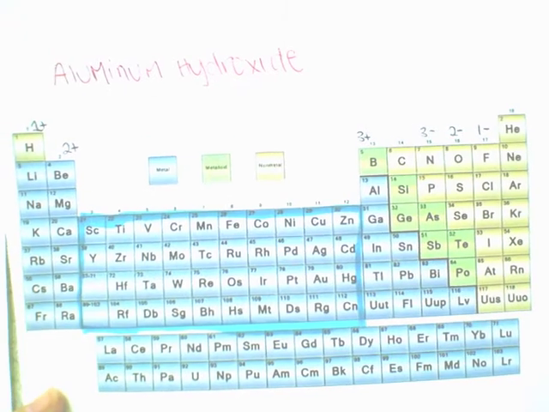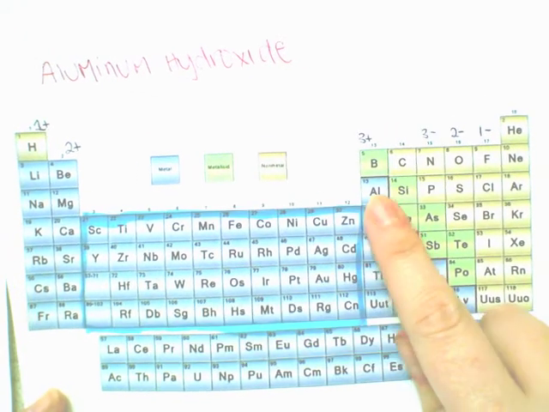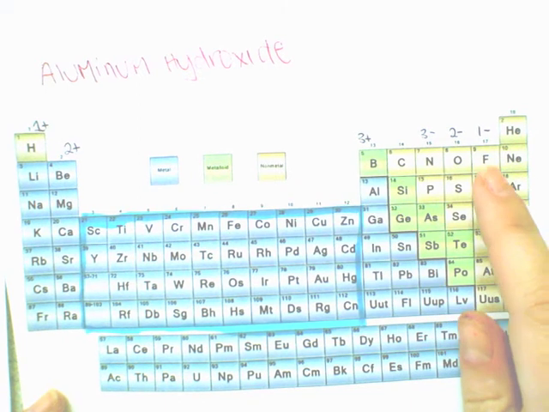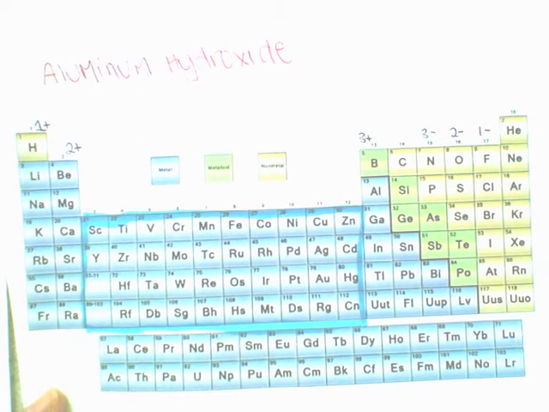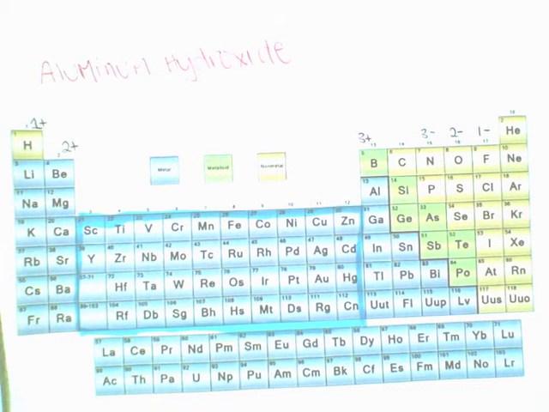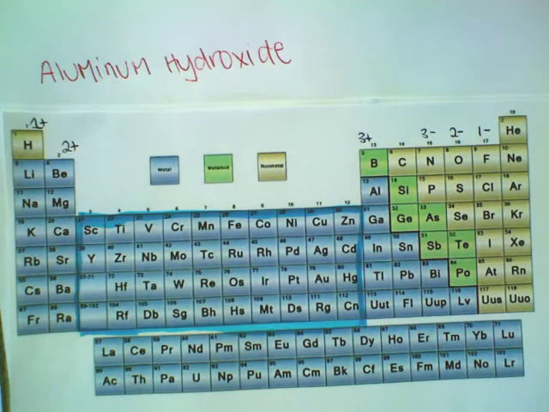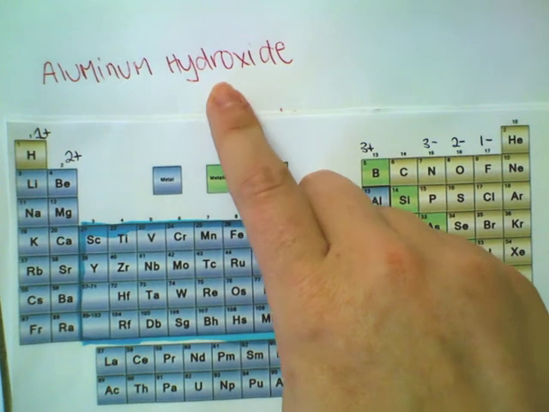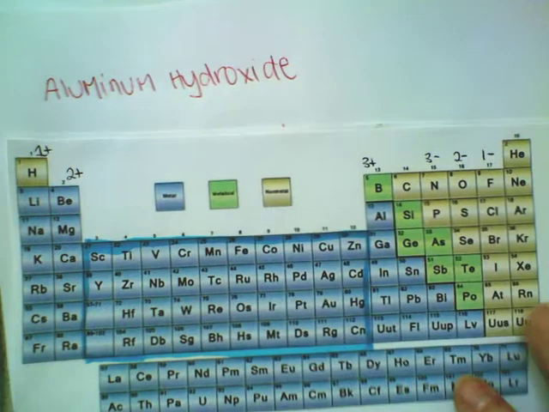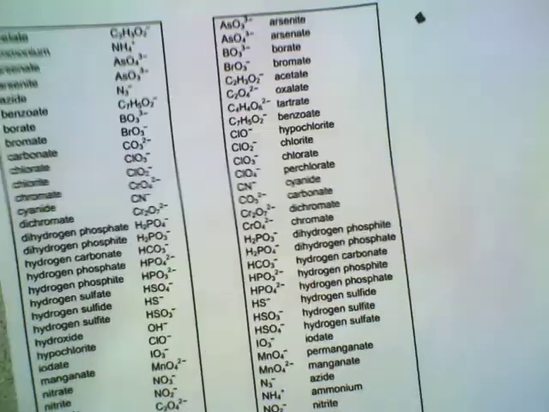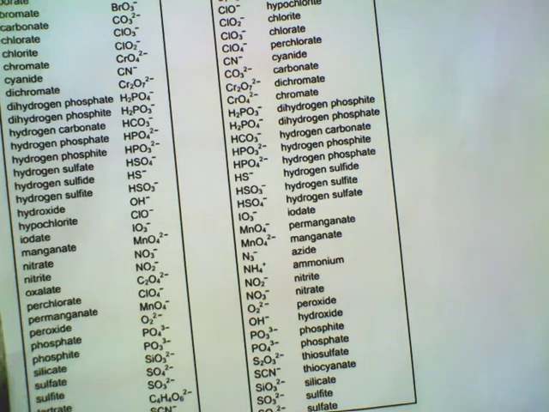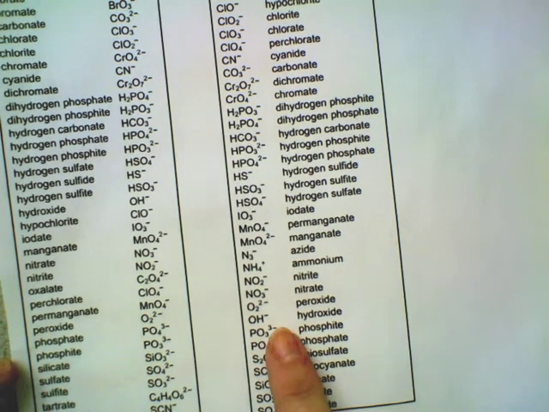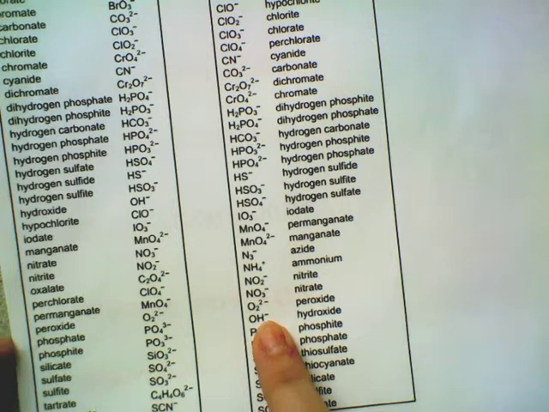So when I look at my periodic table, I see that aluminum is a metal, and then hydroxide is made up of oxygen and hydrogen. Typically when we have a compound that ends in -ide, that would mean that we have a binary compound. However, the exception to that is the polyatomic ion hydroxide, and we know that because hydroxygen is not an element on the periodic table. Okay, so we would look up hydroxide, and it has a -1 charge.